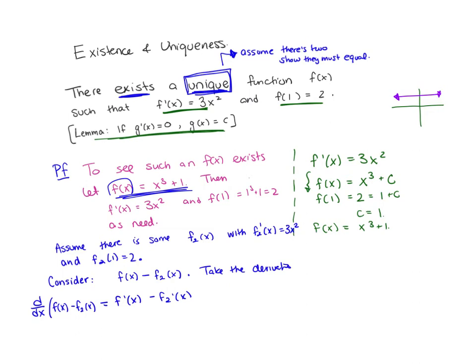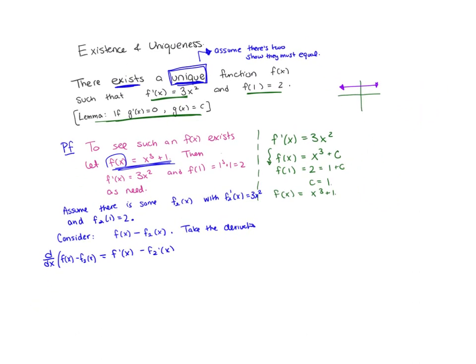minus f2 prime of x. But f prime of x was 3x squared. But that was also what f2 prime of x was equal to, because we assumed they both satisfied that condition. So the derivative of the difference is 0. By our lemma, if the derivative of something is 0, it's equal to a constant. So that tells us that this difference equals a constant.